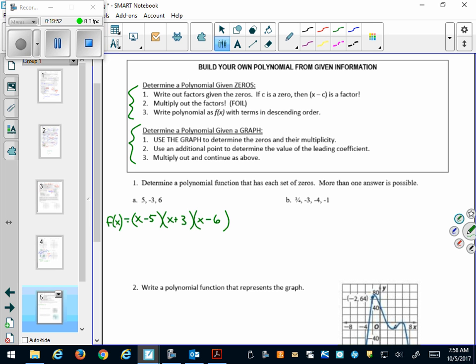Okay, so when you multiply this out, you kind of have to distribute, FOIL if you call it that. First, and we get x squared, right? Plus 3x minus 5x is a minus 2x minus 15. And then that times x minus 6. And then we distribute again.